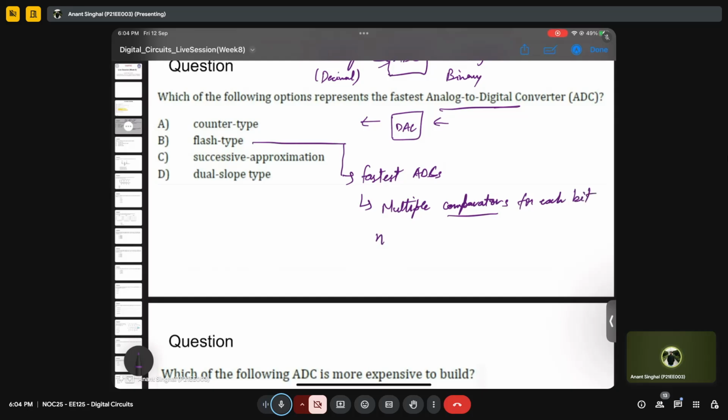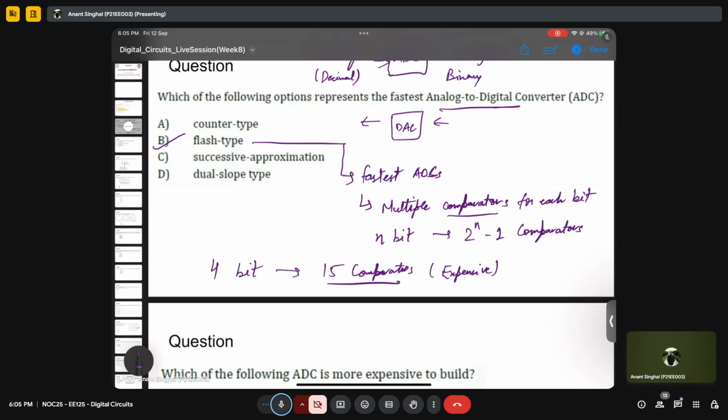An n-bit flash type ADC contains 2 raised to the power n minus 1 comparators. For example, a 4-bit flash type ADC will have 15 comparators. Due to the parallel and fast operation, this is the fastest type of ADC, and at the same time it is the costliest, because we require a lot of comparators and the cost grows exponentially. The more comparators we have, the higher the cost for the particular ADC.